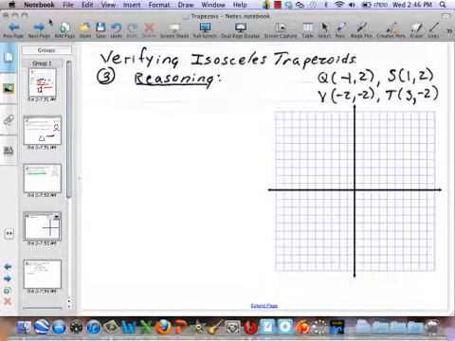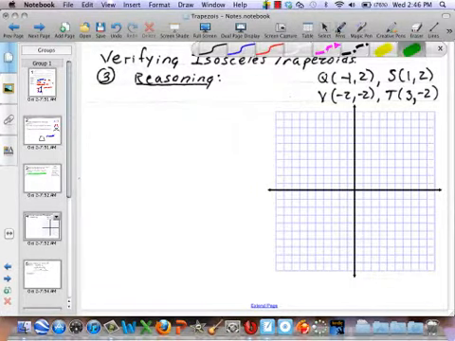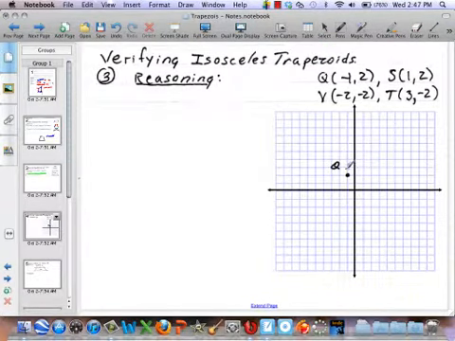Verify that QSTV is isosceles. So let's start plotting these out. Q is (-1, 2). S is at (1, 2). T is at (3, -2). And V is at (-2, -2).